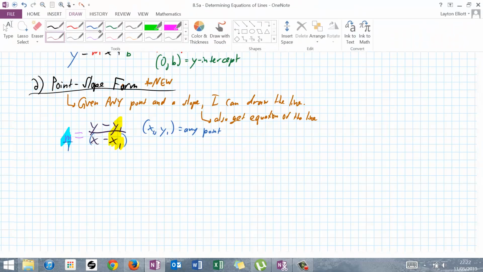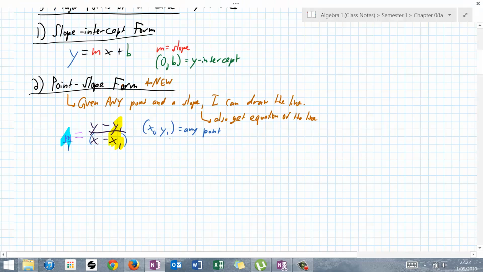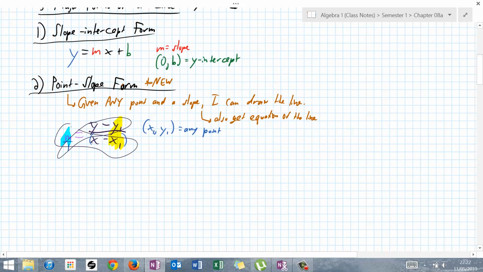part of this. So we said that x1, y1 is any point. You guys know how to find the slope of a line. You should by now. But if I cross multiply, I end up with the point slope form of the line: y minus y1 equals slope times x minus x1.